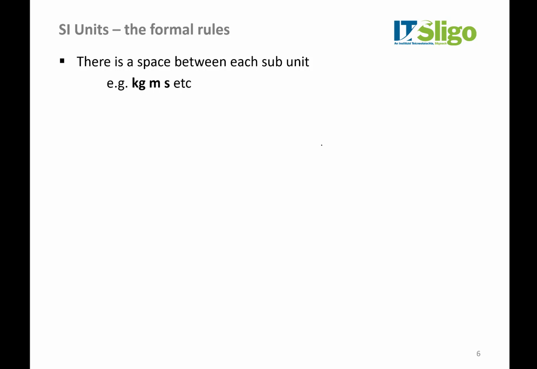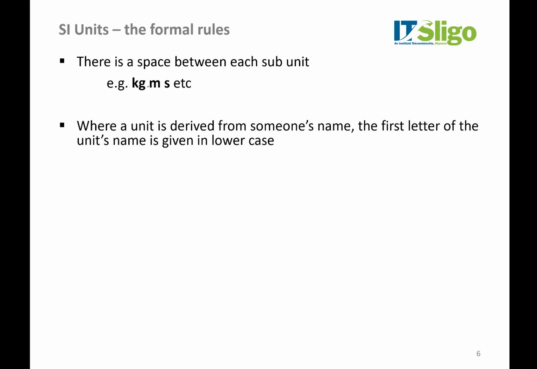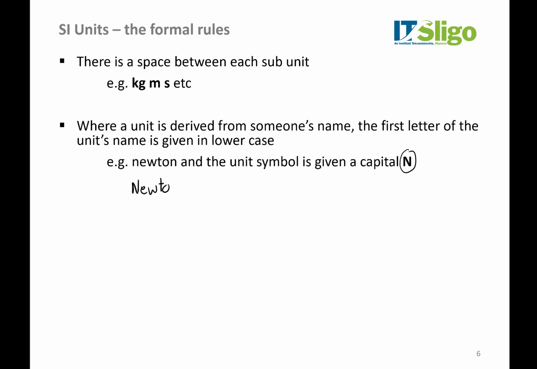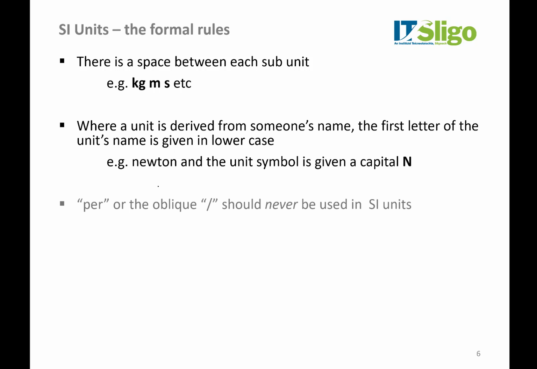But there is between the different dimensions. Each dimension gets a space between it. When a unit is derived from somebody's name, we'll see this on the next slide. So if we were talking newtons, if we were going to use the full word, we use a small letter. If we're going to use the symbol for newtons, we use the capital. You don't call newtons like that. You don't use a capital when you're spelling out the full word. Same for joules, watt, hertz. We'll see these guys on the next page.